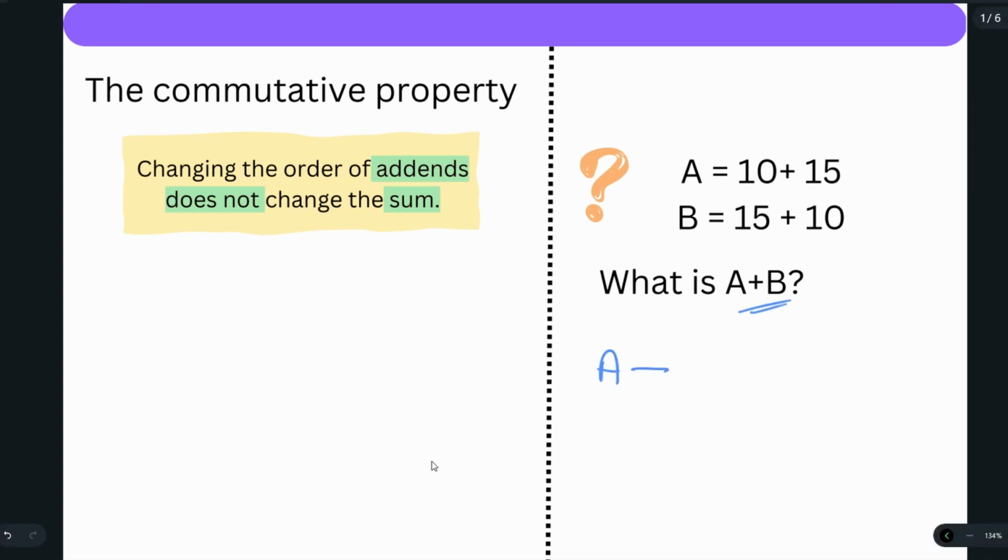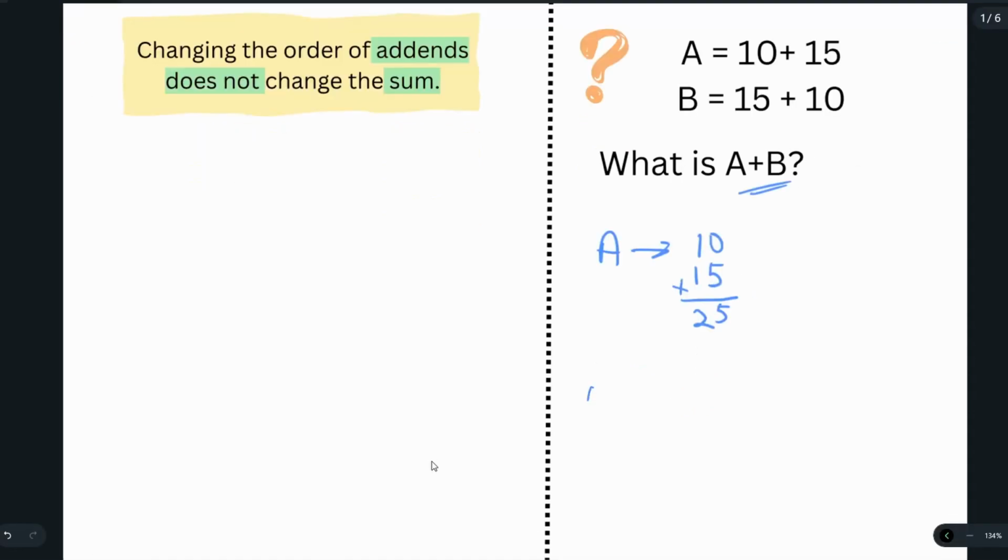Let's do A first. A is 10 plus 15. Let's add them. 0 plus 5 is 5. 1 plus 1 is 2. It's 25. And let's do B now.